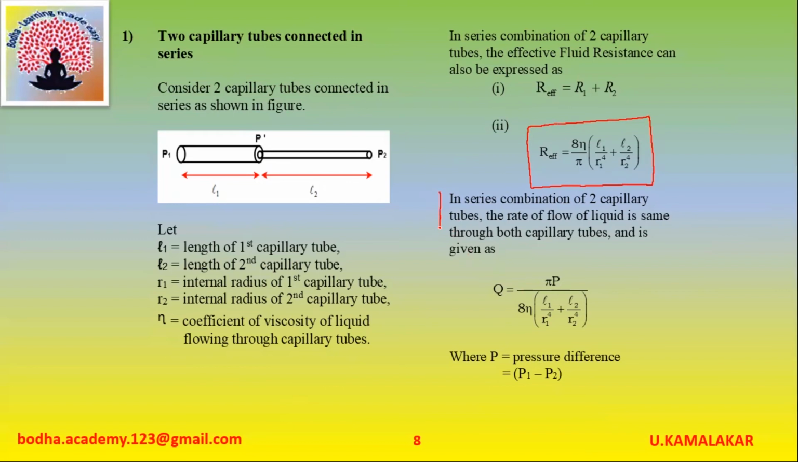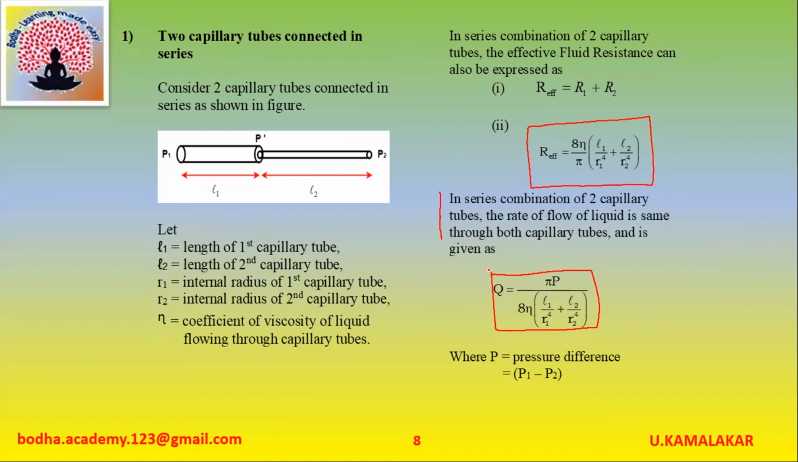In series combination of two capillary tubes, the rate of flow of liquid is same through both capillary tubes and is given as Q is equal to pi P by 8 eta into L1 by R1 to the power of 4 plus L2 by R2 to the power of 4, where P is pressure difference, that is equal to P1 minus P2.